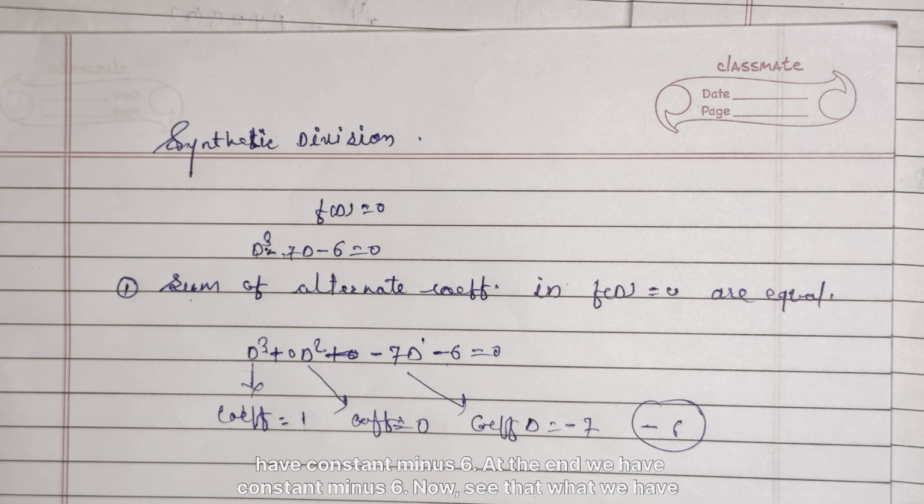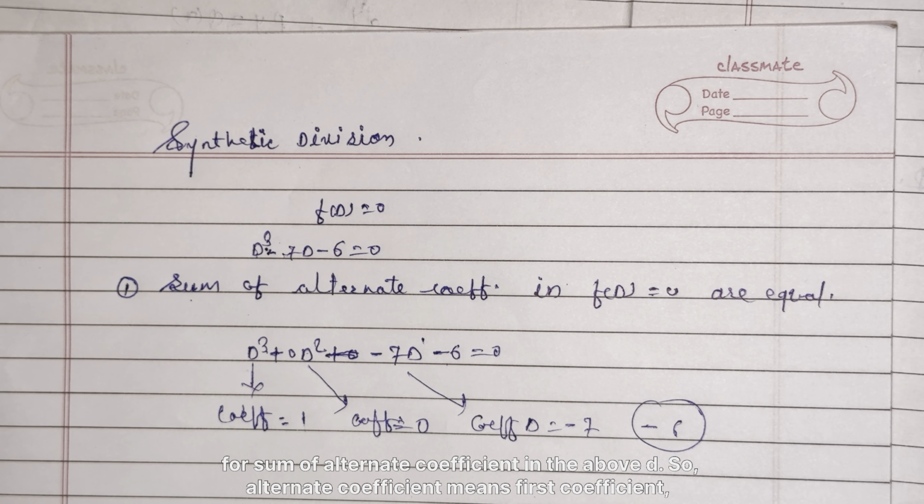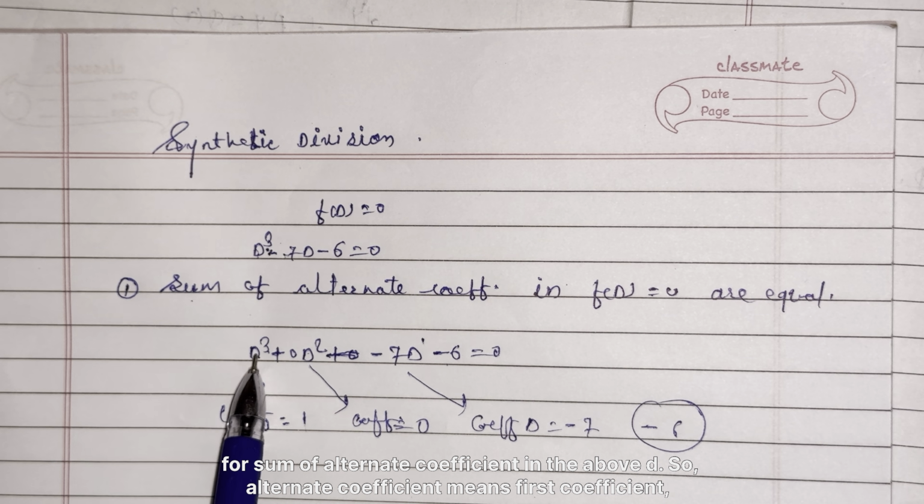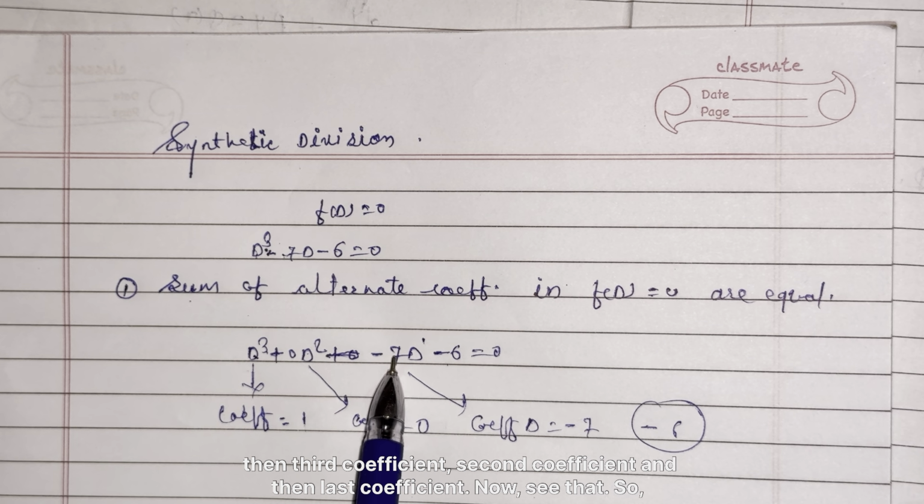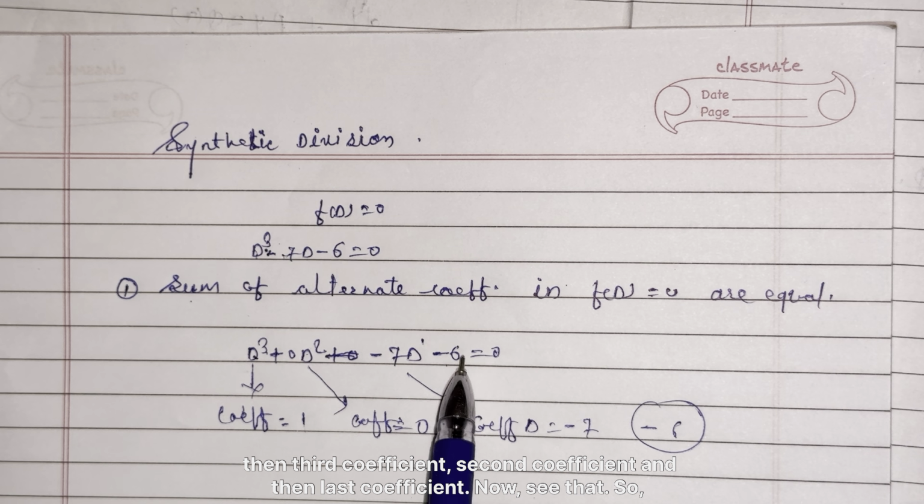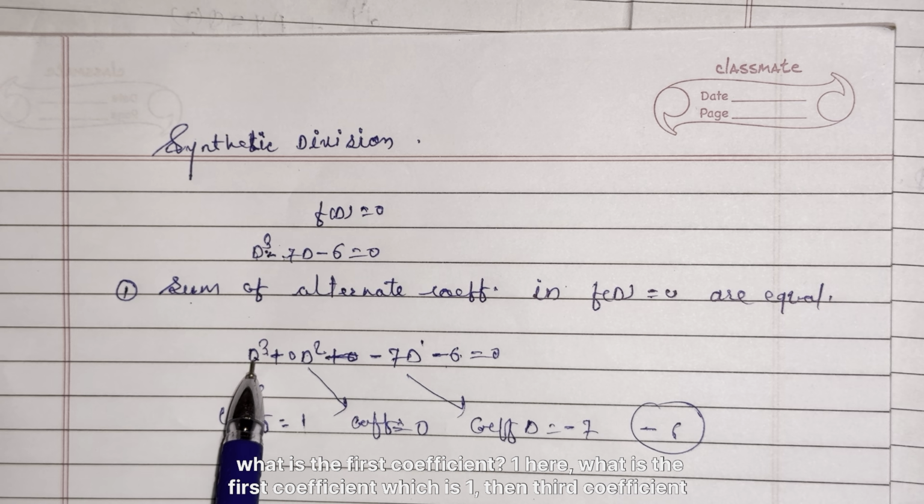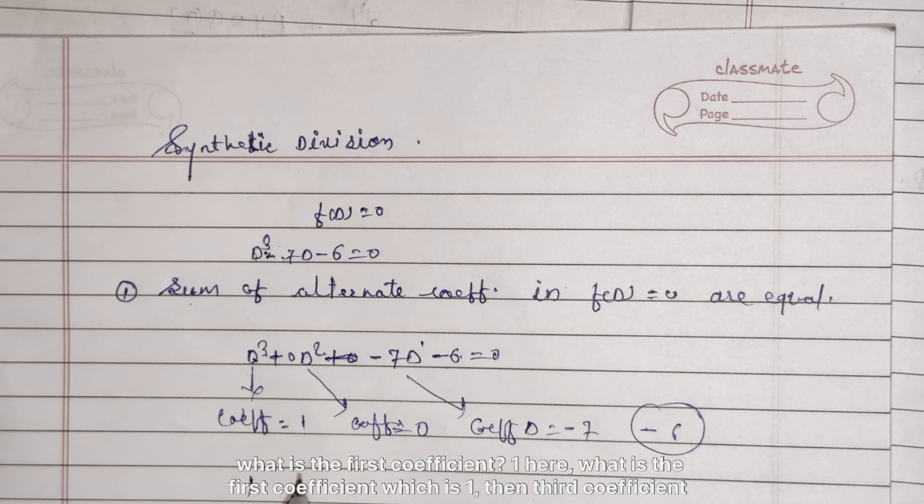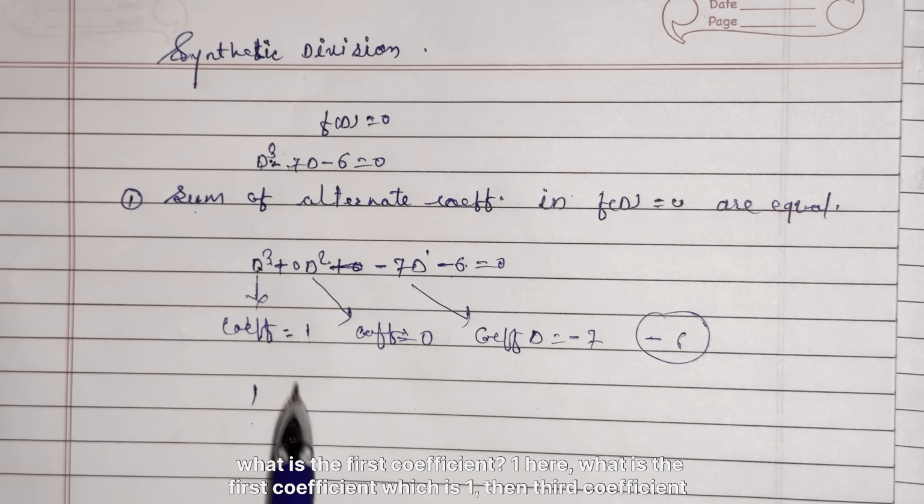Now the sum of alternate coefficients in f of D: alternate coefficients means the first coefficient, then the third coefficient, and the second coefficient, and then the last coefficient. So what is the first coefficient? It is 1.